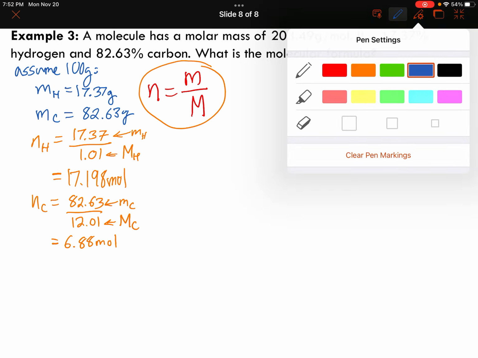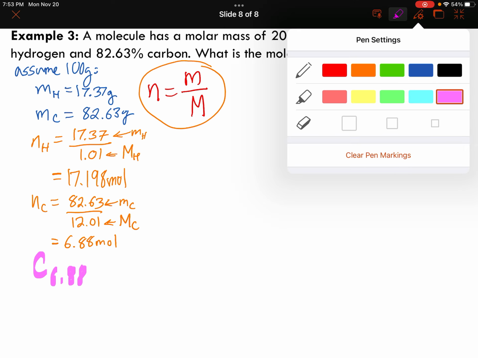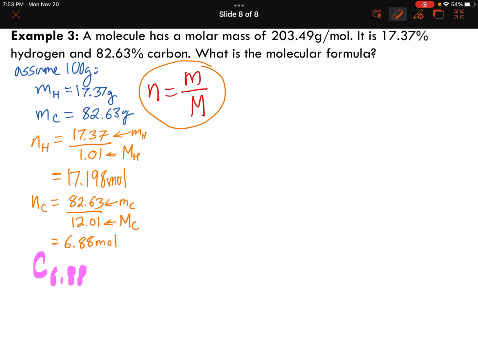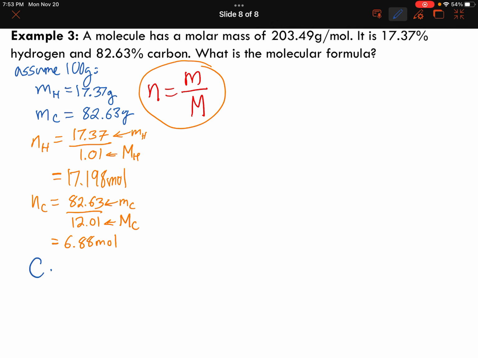Your next move is going to be to write down that empirical formula, but write it down with subscripts that are the numbers of moles. So we've got C, carbon, and then the number of moles of carbon is 6.88. Oh, that's not very clear. I will use a better color. C, 6.88, there's my number of moles of carbon. And H, 17.198 is my subscript there.